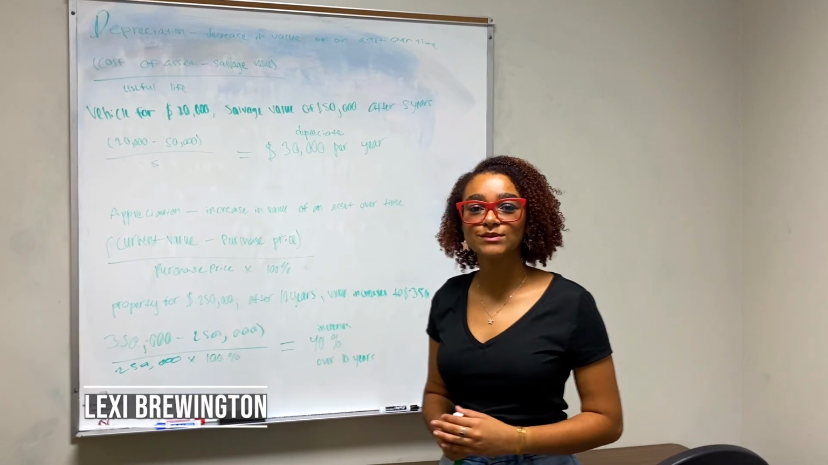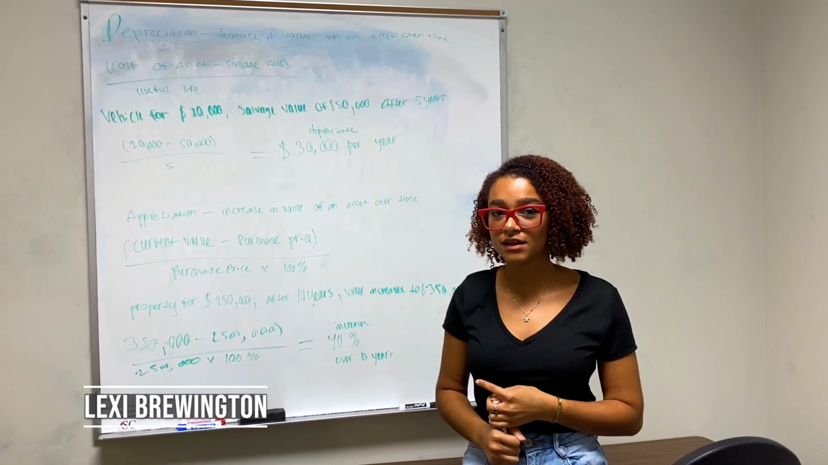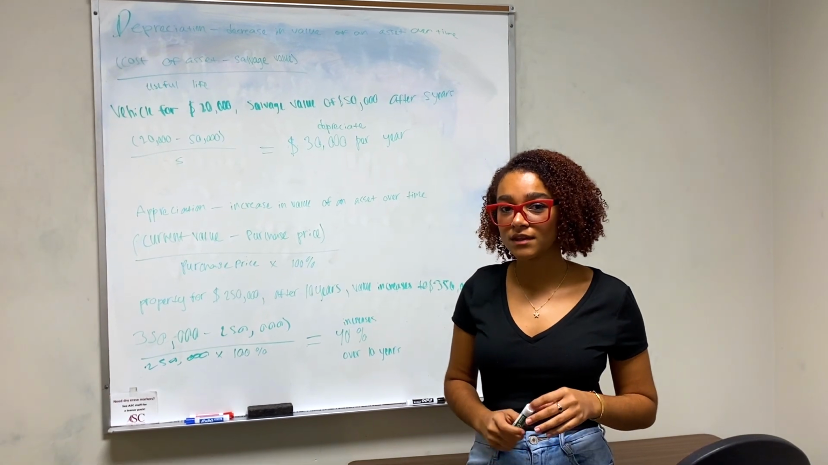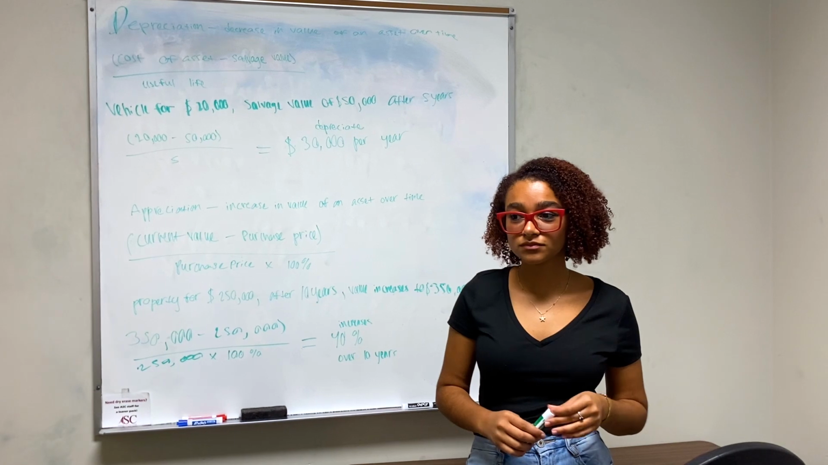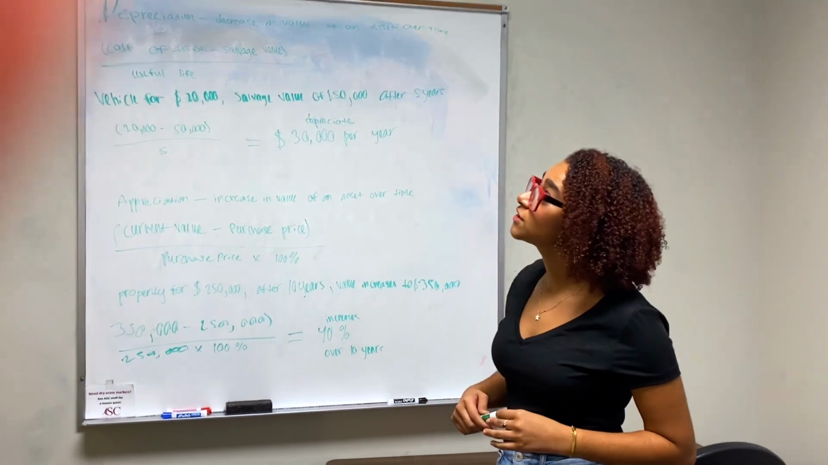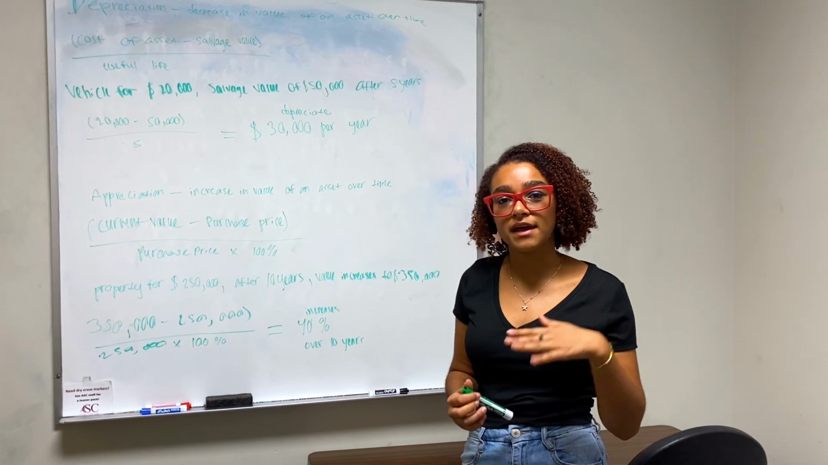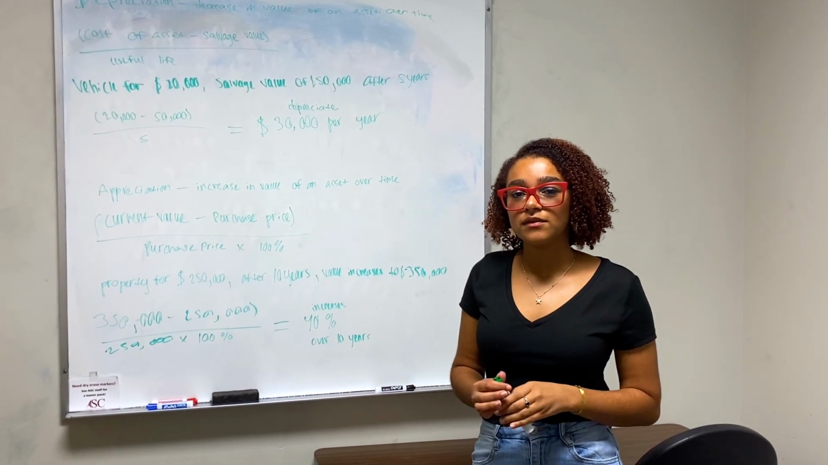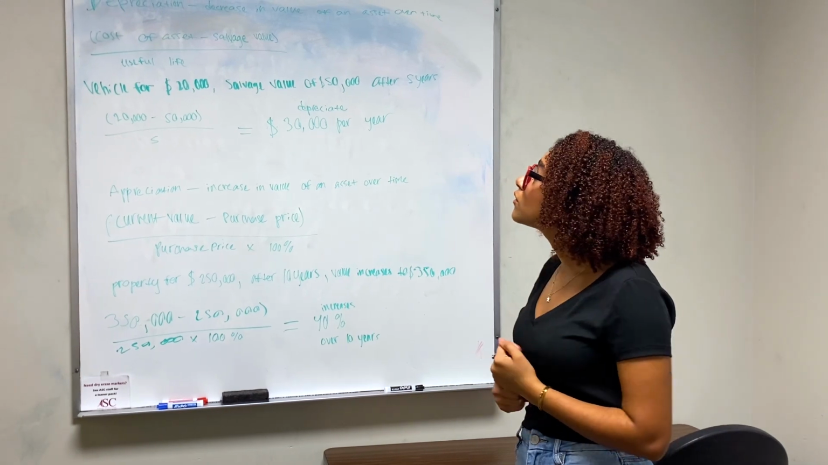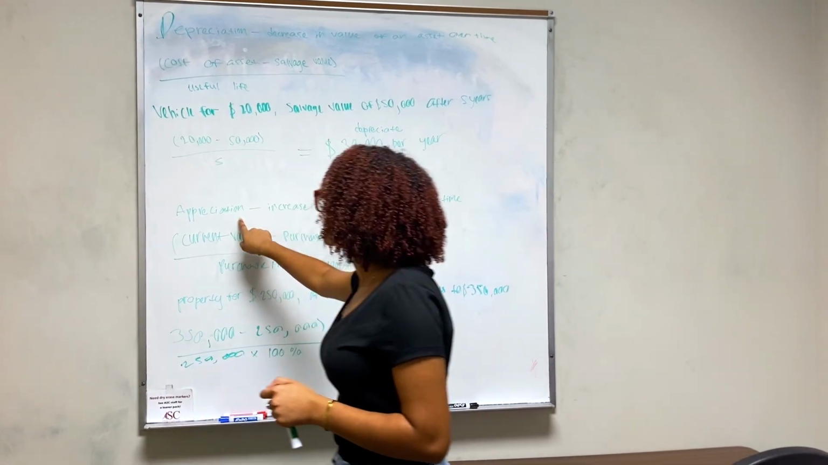Hi, my name is Lexi Brewington, and for my math project, I interviewed my aunt, Alice Hall, and she works as a church's accountant. As a church's accountant, she works on the finances of the church and makes sure they match up to the bank statements and everything. And two formulas that she uses are depreciation and appreciation.